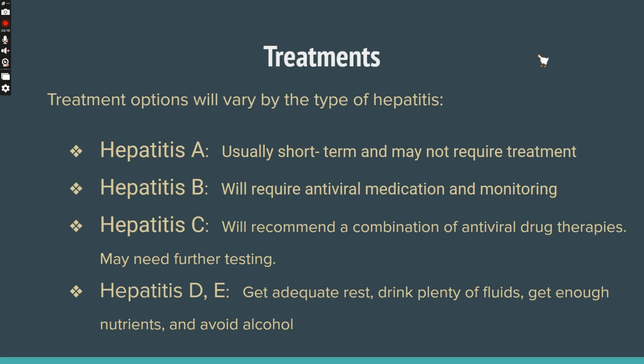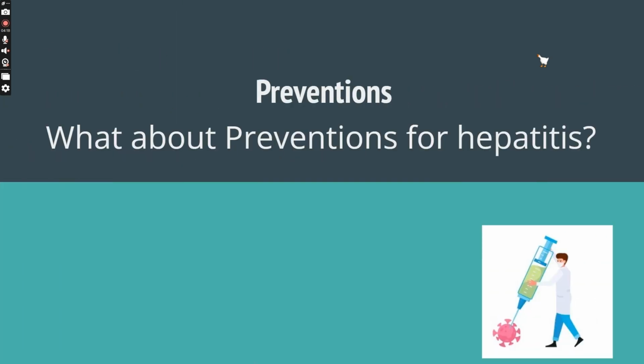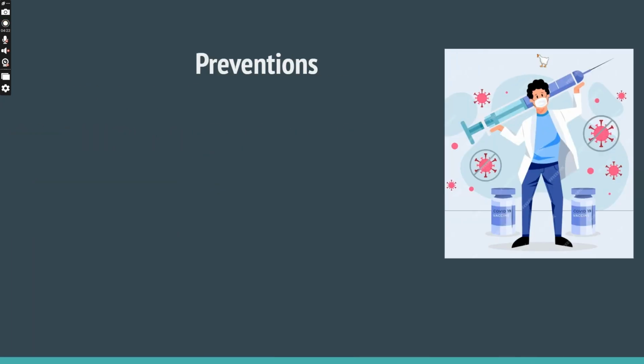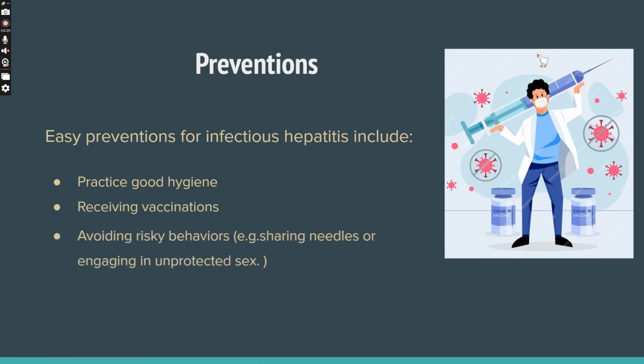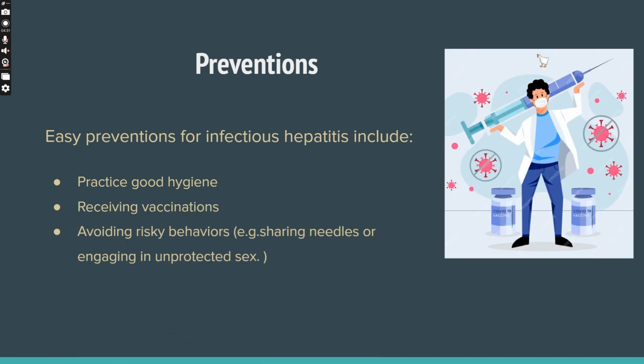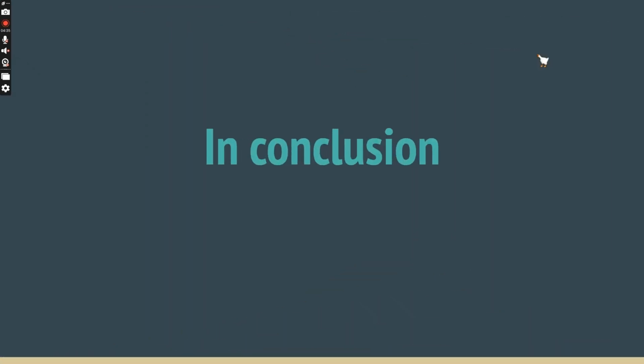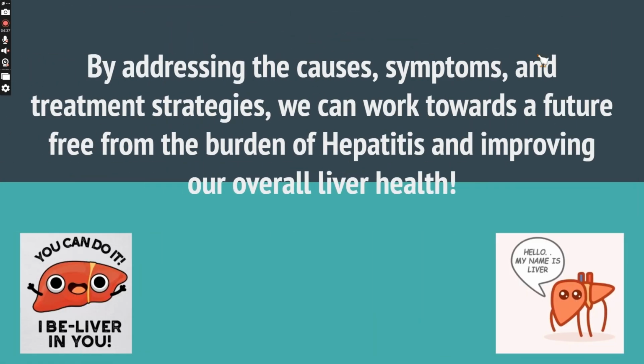Now, question is, what about preventions for hepatitis? Well, easy preventions for infectious hepatitis include practicing good hygiene, receiving vaccinations, and avoiding risky behaviors like sharing needles or engaging in unprotected sex. In conclusion, by addressing the causes, symptoms, and treatment strategies, we can work towards a future free from the burden of hepatitis and improving our overall liver health.